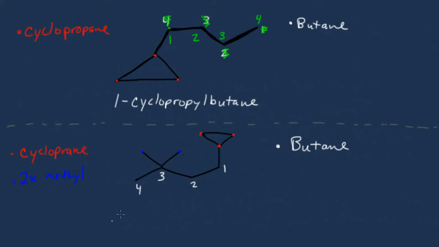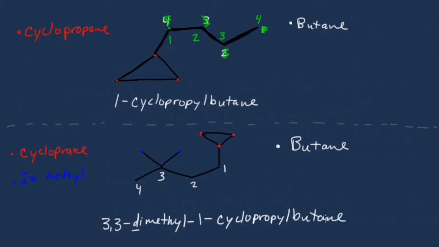Now we're set to name this. Alphabetically, we have our 2 methyl groups first. So we're going to write 3,3, then di, meaning 2, methyl, and then 1, our cyclopropyl group, and then our parent chain, which is just butane. And this is how we would name this molecule. So let's do another set of problems.